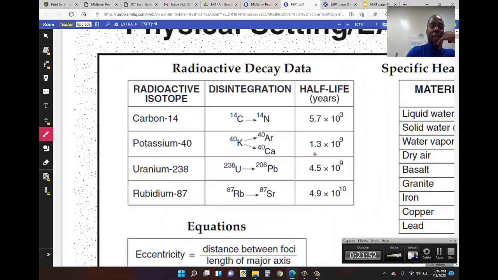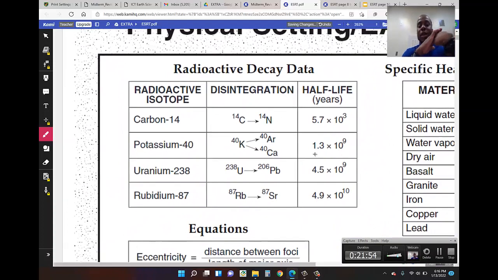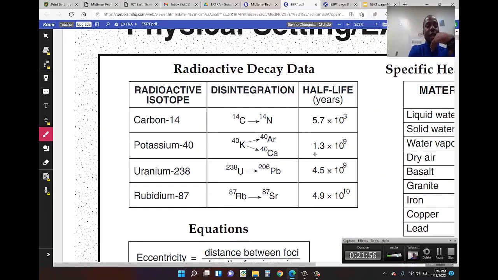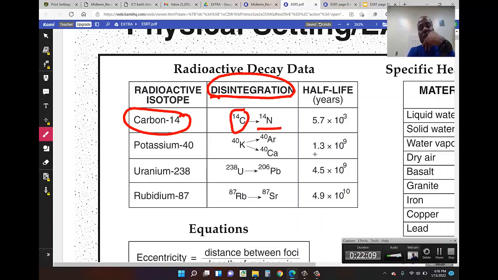So I got it here, radioactive decay table, page number 1, and I see carbon-14 right here. So when carbon-14 undergoes disintegration, decay, or decomposition, it reduces from carbon-14 and gives us N14, nitrogen-14. So that's the product that it gives to us.